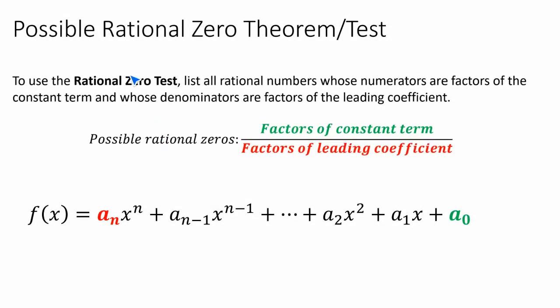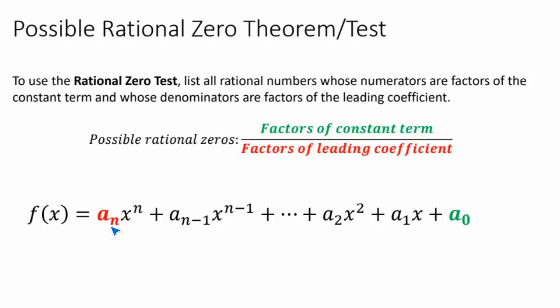Okay, and so to use this rational zero test, we're going to set it up this way. We're going to find the factors of our constant term, which is this last number if it's in descending order. And then we're going to find the factors of the leading coefficient. So remember, your leading coefficient is in front of the x with the largest exponent.